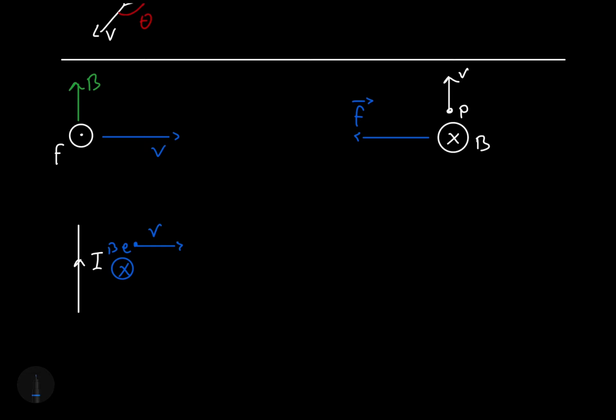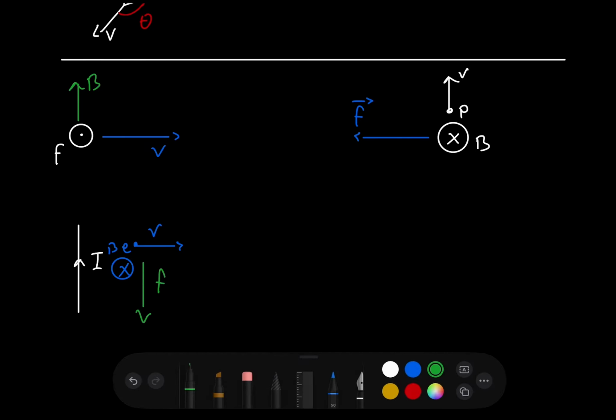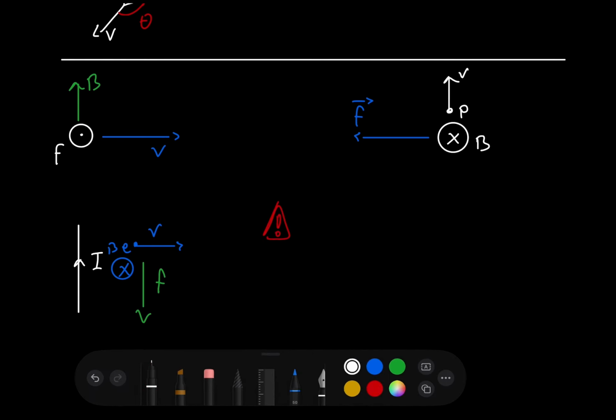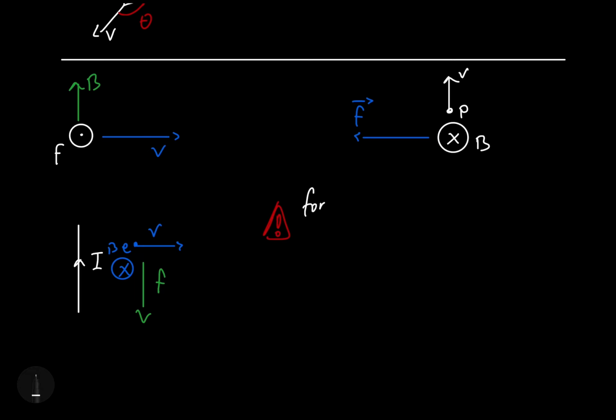However, this is a negative particle. For negatively charged particles, you have to reverse the direction of force, and that's a very important thing that you have to remember. So the force would actually be downwards. Keep in mind that for negatively charged particles like electrons, the direction of the force should be reversed.